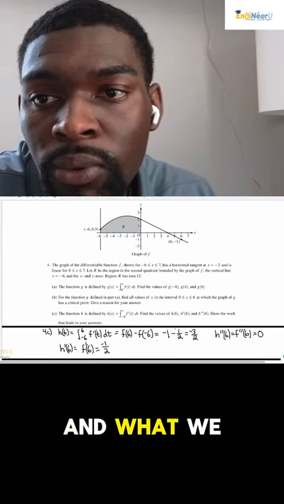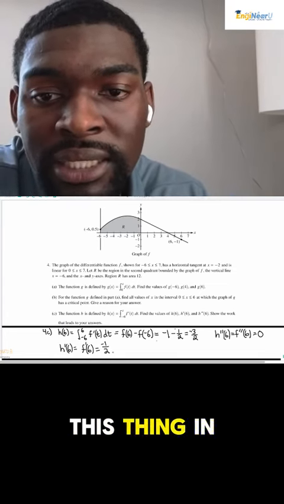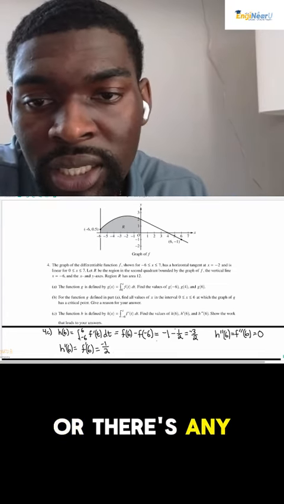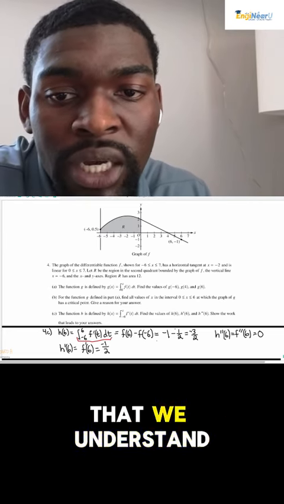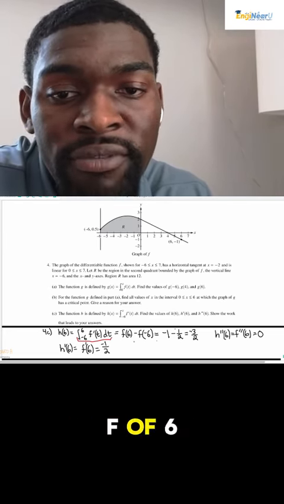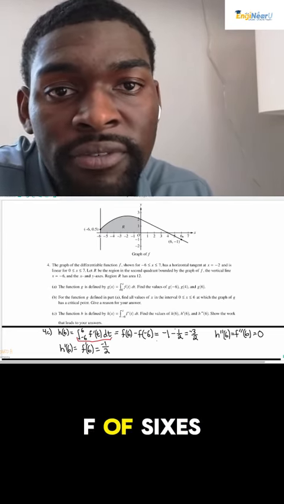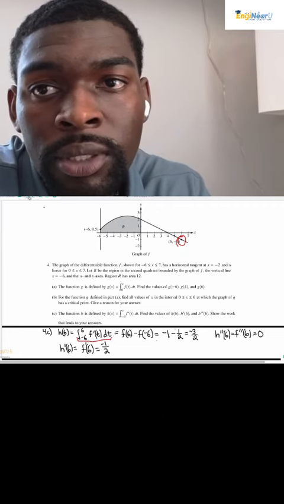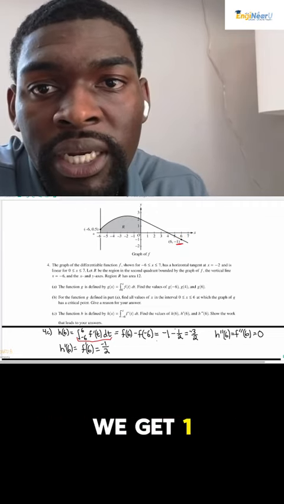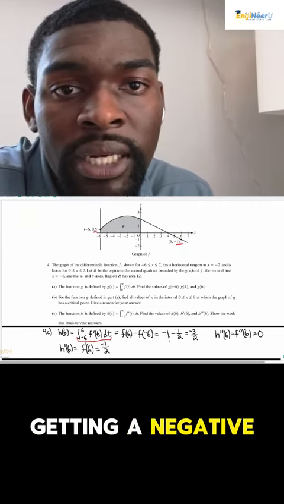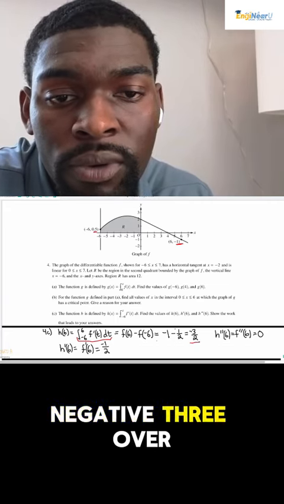I'll knock that out of the way. When we plug this in, I don't think there's any difficulty in this step. But it's important that we understand what h of 6 will become. That will be f of 6 and f of negative 6. f of 6 is 1. So let me make sure I circle the right thing there. Boom, we get 1, and then f of negative 6 would be 0.5. So we end up getting negative 1 minus 1/2, which will give negative 3/2.